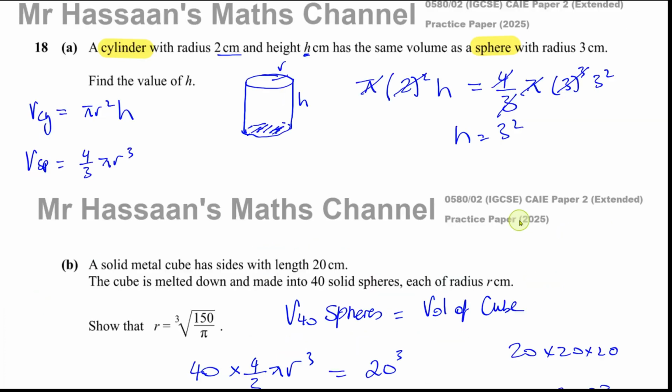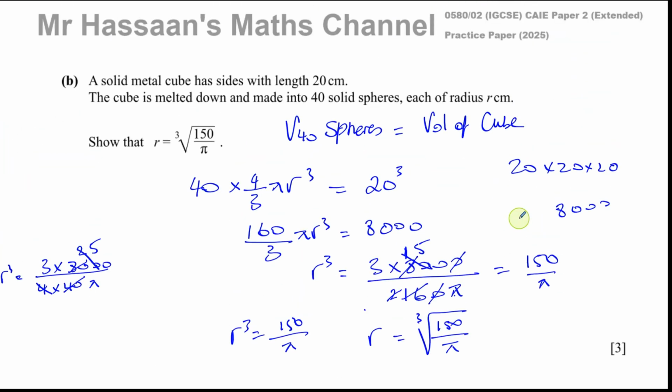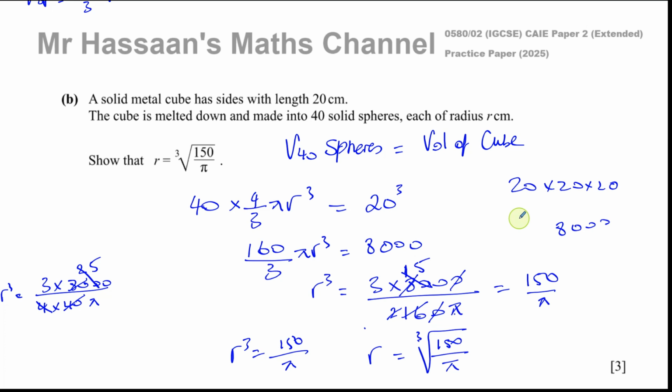So part A and B are about volume. Part C is about surface area. So what I'm going to do is I'm going to save part C in a separate video, because I'm going to have different playlists, some to do with volume, some to do with surface areas. So I'd like to keep that in a separate video for topics, but it will be in the same playlist as this paper.